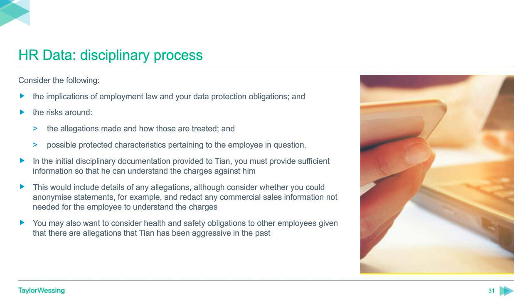So in the initial disciplinary documentation provided to Tian, employers are required to provide sufficient information so that the employee can understand the charges against them. So this would include details of any allegations, although think about whether statements can be anonymised, for example, and whether any commercial information that isn't needed for the employee to understand the charges can be redacted.